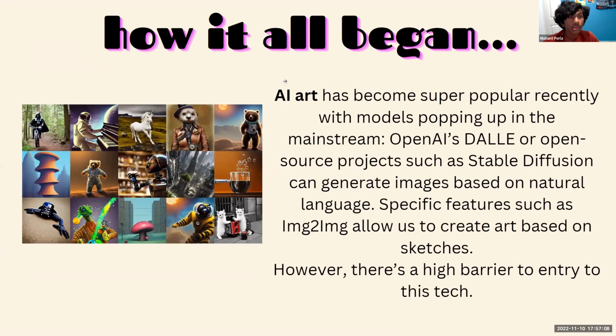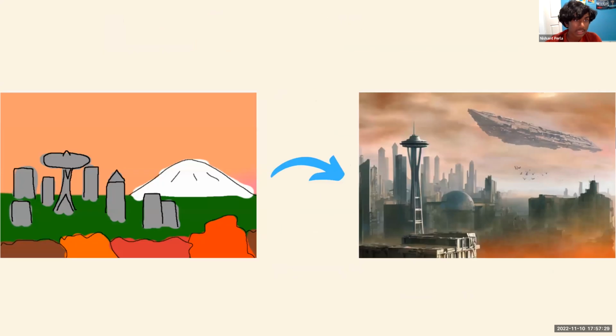So I'll talk a little bit about our original product spec. We were all very interested in AI art after being introduced to it by Pierre, and it's become super popular recently. There's DALL-E, Stable Diffusion, and recently in August, there was the new image-to-image generation technology, and we wanted to utilize that to create a project of our own. This is an example of image-to-image. It takes one of your drawings and generates an AI-based image off of it.